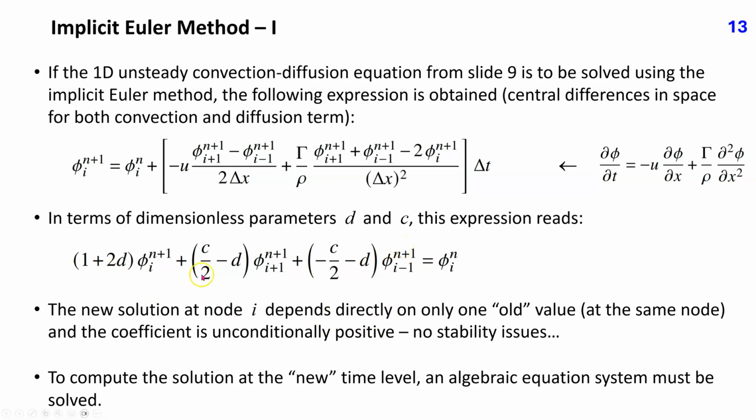Now the new solution at node I depends directly only on one old value, that at the same node I. Indirectly, the old solution at node I affects also new values at neighbor nodes, I-1 and I+1, but because the coefficient multiplying the old value is positive, there are no stability-related problems. The scheme is unconditionally stable even for very large time steps. However, new values at all grid points influence each other. We need to solve an algebraic equation system to obtain the solution at the new time level.